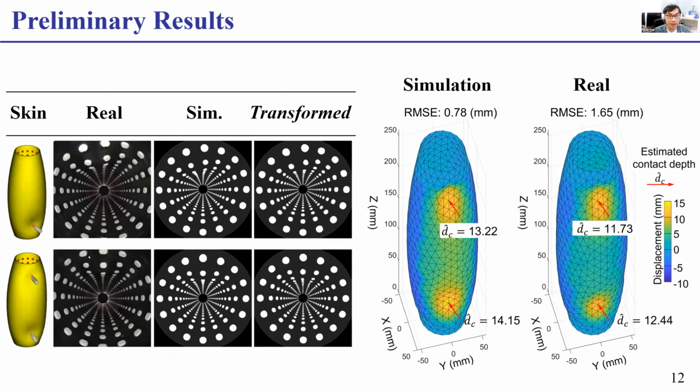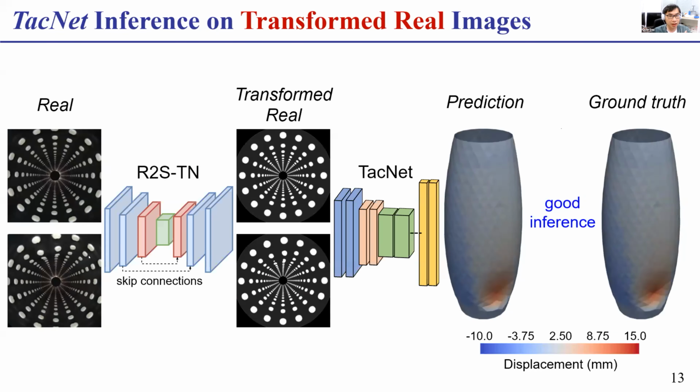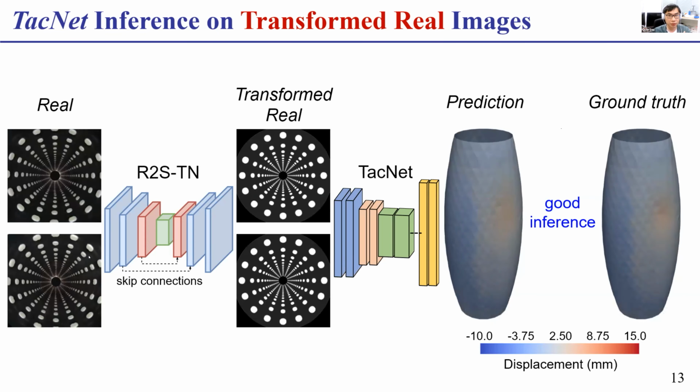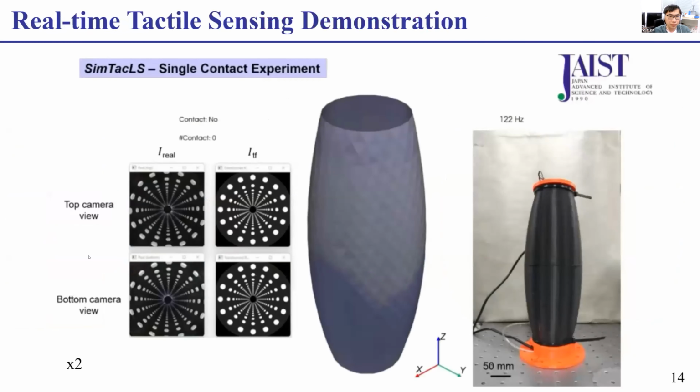Indeed, with the intervention of the transformer network, the sim-to-real gap on the reconstruction task could be reduced significantly, attaining a root mean square error of around 1.6 millimeter for a real sample in the double contact scenario. And as clearly visualized in this live demo, by passing real visual inputs through the R2STN network, the performance of the shape reconstruction task on the real images was improved significantly.